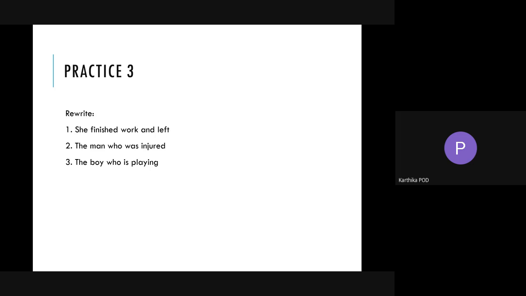Now, start with the participle and then rewrite this. She finished work and left. Having finished her work, she left. Yes. Second one, injured man. Injured man. Third one, playing boy. Playing boy.